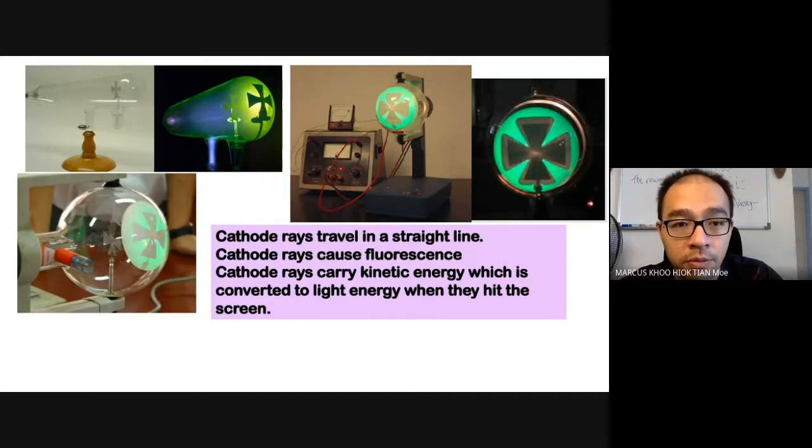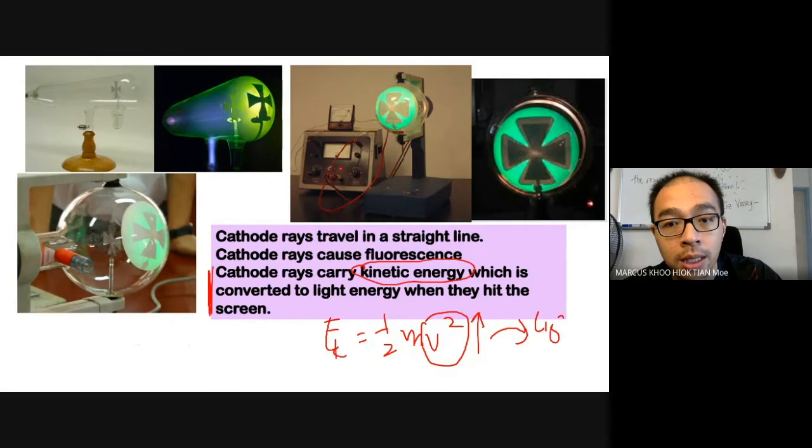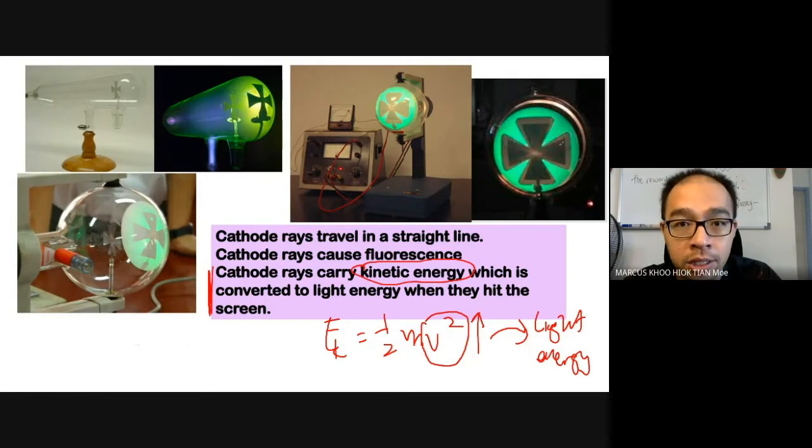Let's talk about this for a little while. Now we know that according to the formula, kinetic energy is 1/2 mv squared. And since the v is very high, because they are accelerating, when they hit the screen, the kinetic energy is going to be converted into light energy, which we will study in a little while. And so all the kinetic energy is being converted to light energy, which is why we see the effect of the fluorescence on the screen.